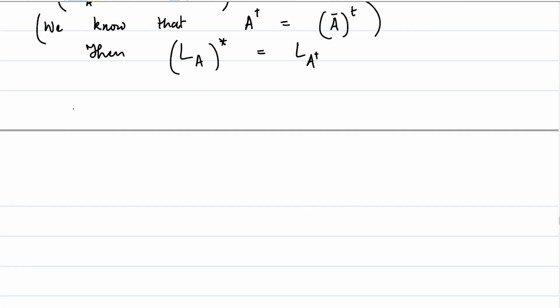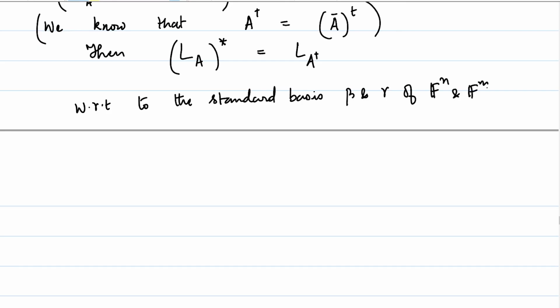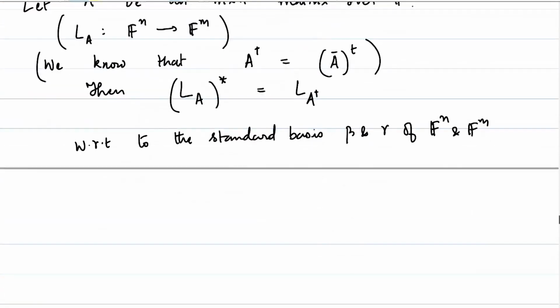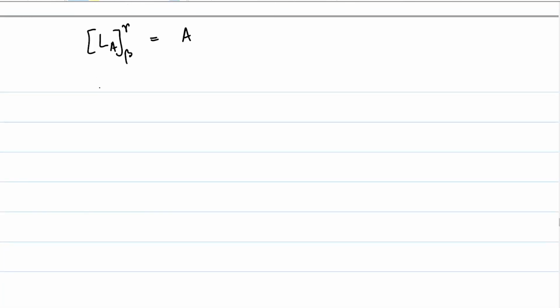Okay, so let's fix the standard bases, let me call them beta and gamma, of F^n and F^m. This is a map from F^n to F^m, right? We have the matrix of L_A with respect to beta and gamma is equal to A. So what will be the adjoint of L_A?